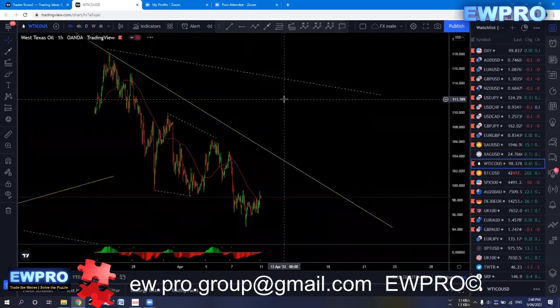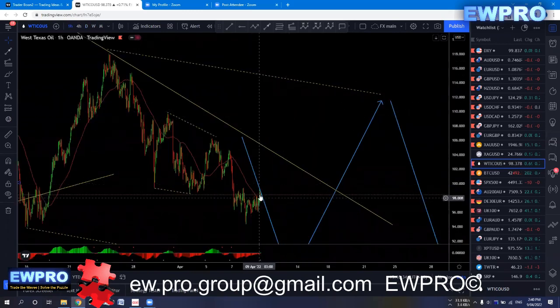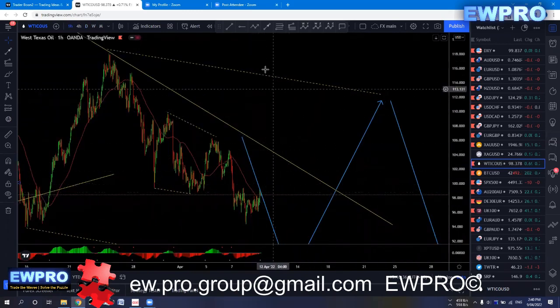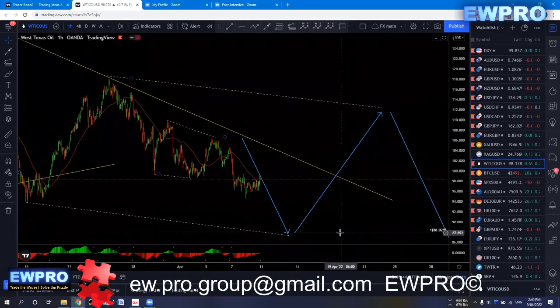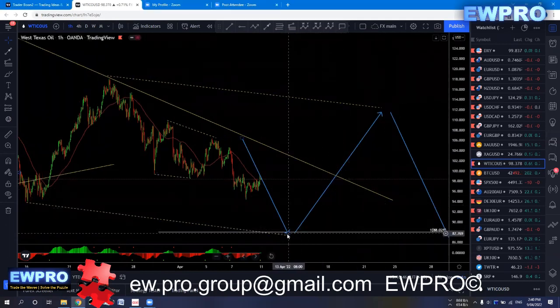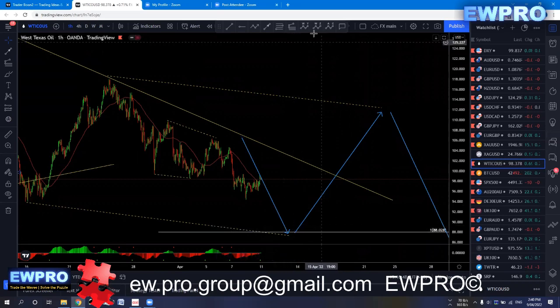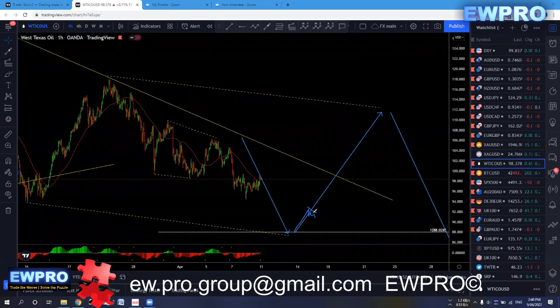On the H1, you're really only scalping. I would expect a little bit more downside in this wave here, down to that 100 fib. And then if you get a bounce off that 100 fib, you could look for your buy setup for this wave up in here.